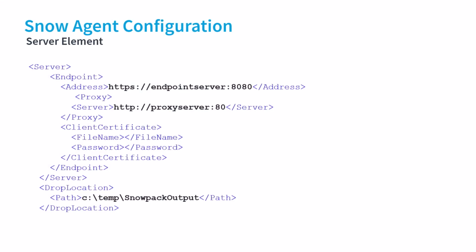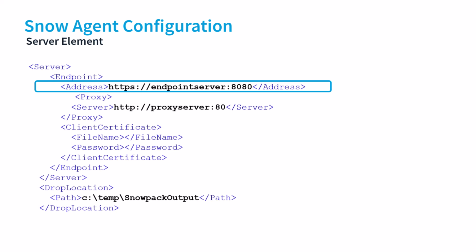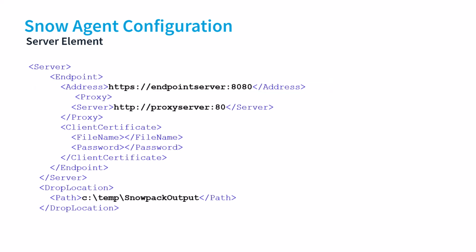The server section holds all information about the endpoints, where the Snowpack files should be sent after the scan is complete. The only mandatory tag here is the endpoint address, which should hold the URL to either a Snow extender, a service gateway, or a master server, depending on the server technology you have installed. It is possible to add more than one endpoint address to the configuration.